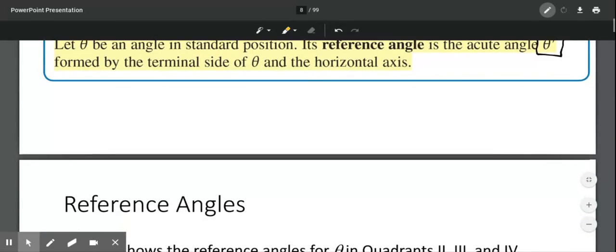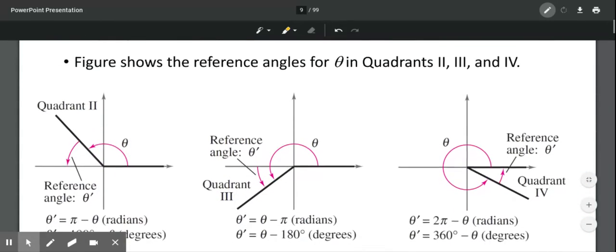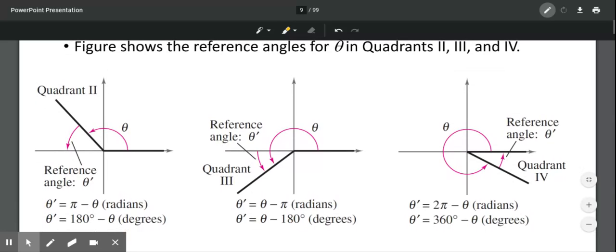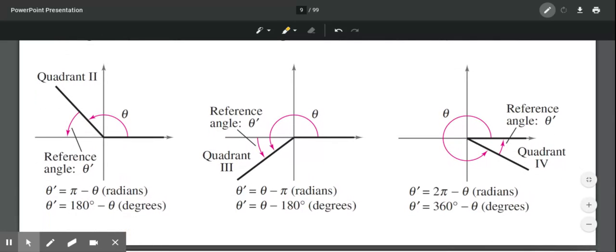Okay. So when we talk about reference angles, that's really what we're looking for. So here's a few diagrams that show reference angles for each quadrant. The first quadrant doesn't have any reference angles because they're already in the first quadrant. To find the reference angle in the second quadrant, you could just do pi minus the original angle, or 180 minus the original angle.